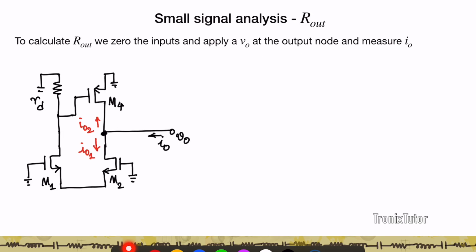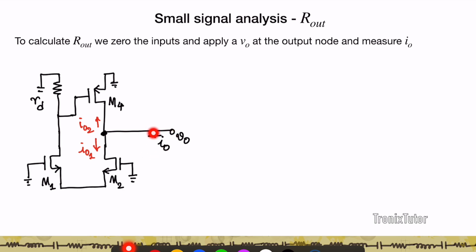Now let's look at R out. Now calculation of R out is again very intuitive. How do I calculate R out? I zero the inputs. So basically my inputs to M1, M2 go to 0. I apply a voltage at V out and I measure a current I out, right? And then the ratio of this V out by I out is the R out of the circuit.